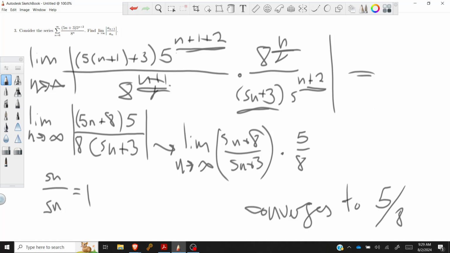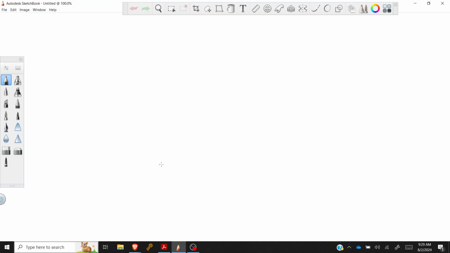Feel free to try the rest of these if you have access to the review document. They're pretty similar. They don't want you to find an exact value. They just want to know if it's convergent or divergent. So next we're going to move to 8.5 with the radius of convergence and the open interval of convergence.